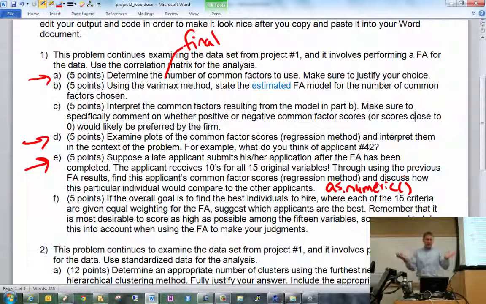Then lastly, part F. If the overall goal is to find the best individuals to hire, suggest who they would be with the help of the factor analysis model. Okay. And that simply is the first part of project number 2. Are there any questions? Okay. Moving along then.